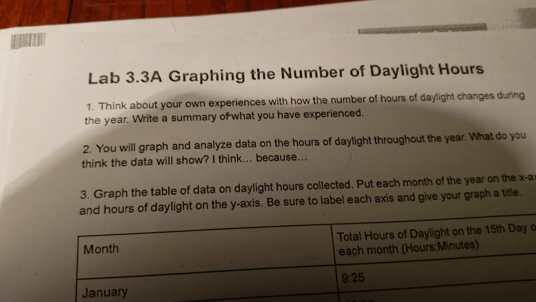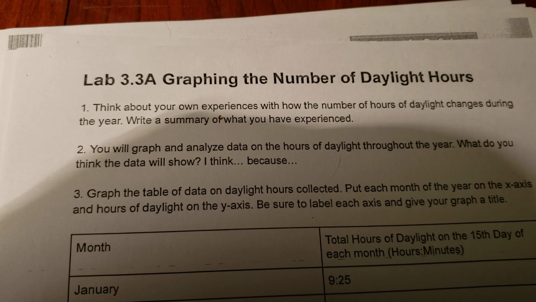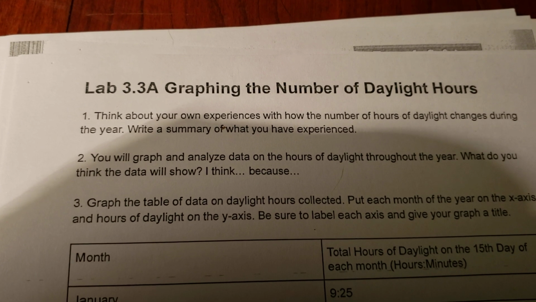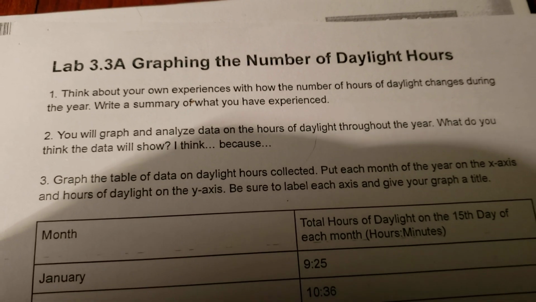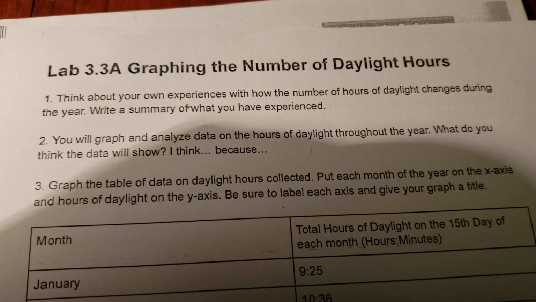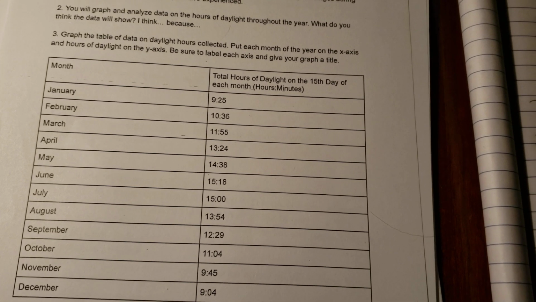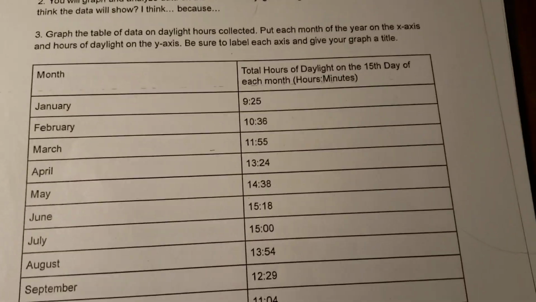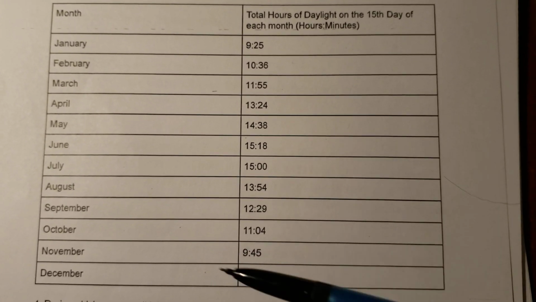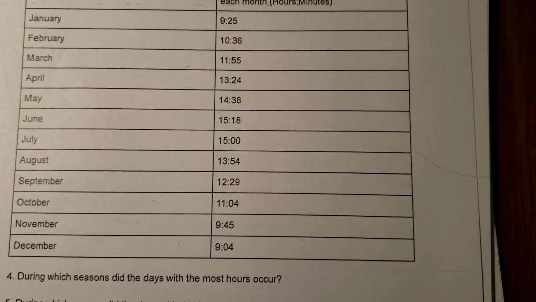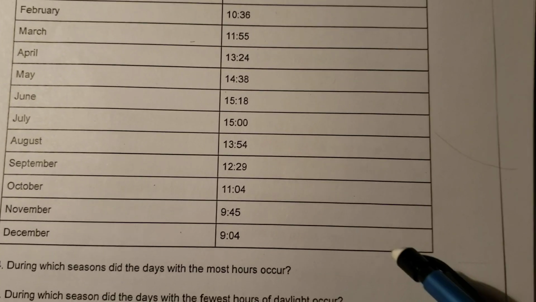All right. Number 2, you will graph and analyze data on the hours of daylight throughout the year. What do you think the data is going to show? Okay, so this is a prediction. I think it will show whatever you think because of this reason. Okay, so this is just a prediction. What do you think when we crunch all this data and we put it into a graph, what do you think it's going to reveal? All right, because that's why we graph things. This is a table, and basically, these are just numbers. So we did graph other types of data, and it allowed us to kind of see things. This is going to be very similar to that.